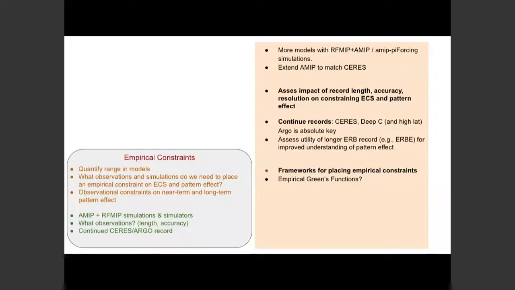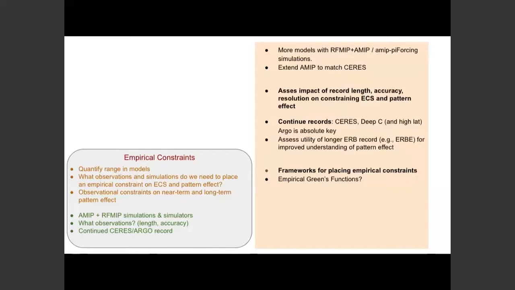Another one that I highlighted is, okay, we want longer observations, we want better observations. We need to be able to quantify that. We need to be able to assess the record length, the accuracy, the resolution that we need in order to constrain ECS. And a lot of it comes from Norm sort of saying, well, if you want a longer record, you need to tell me how long and what it'd be useful for. We think that once we do these studies, we're going to find out that yes, it'd be great if the record continues, if the Argo record continues. But I think one of the themes was, we need to be able to quantitatively articulate why we need these longer records and what exactly it's going to do for us.